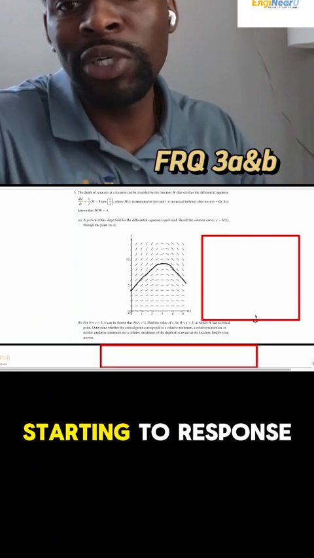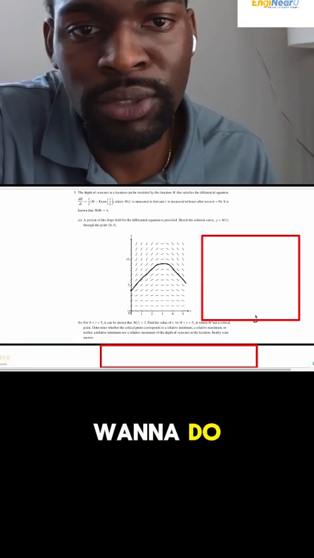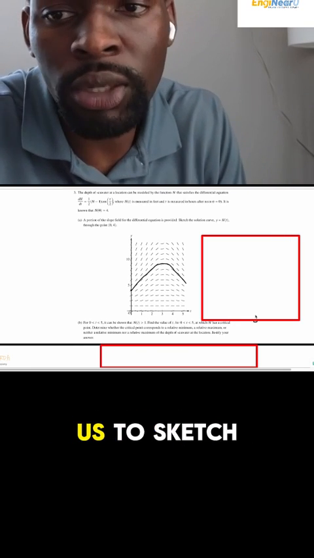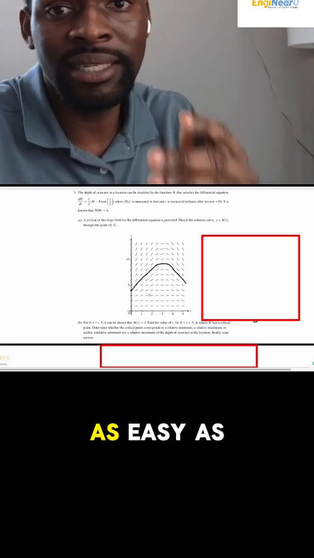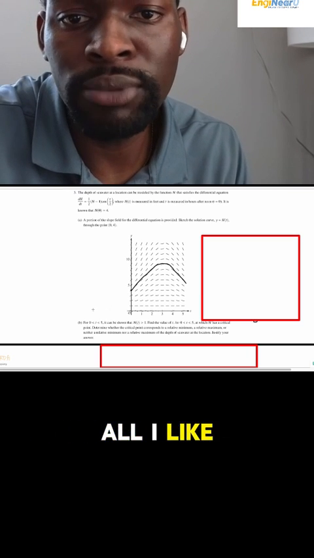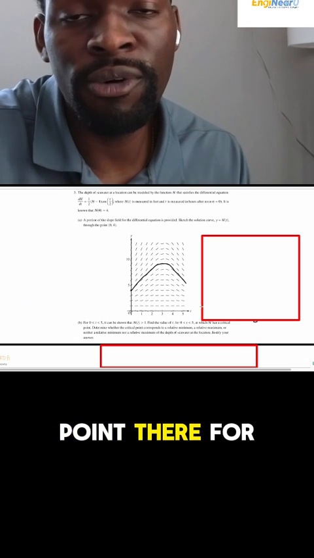Alrighty, now we're starting free response question 3 of the AP Calculus exam from 2024. The first thing we're going to do is a sketch. I always love these types of problems when we're doing differential equations. Part A wants us to sketch the slope field, and I promise it was as easy as it may have seemed. We needed it to cross through this point here and go all the way through. All I like to do when I'm doing these types is say, hey, follow the lines, literally follow the lines, and you would have gotten your point there for part A.